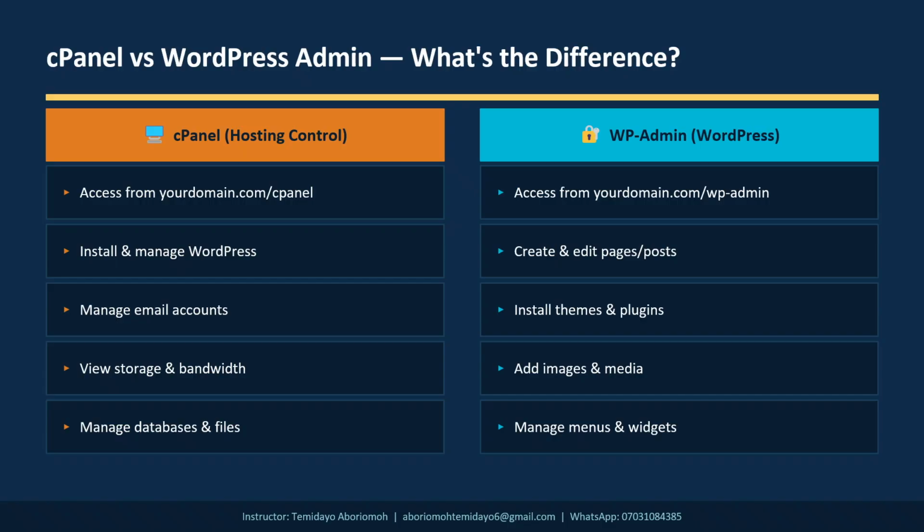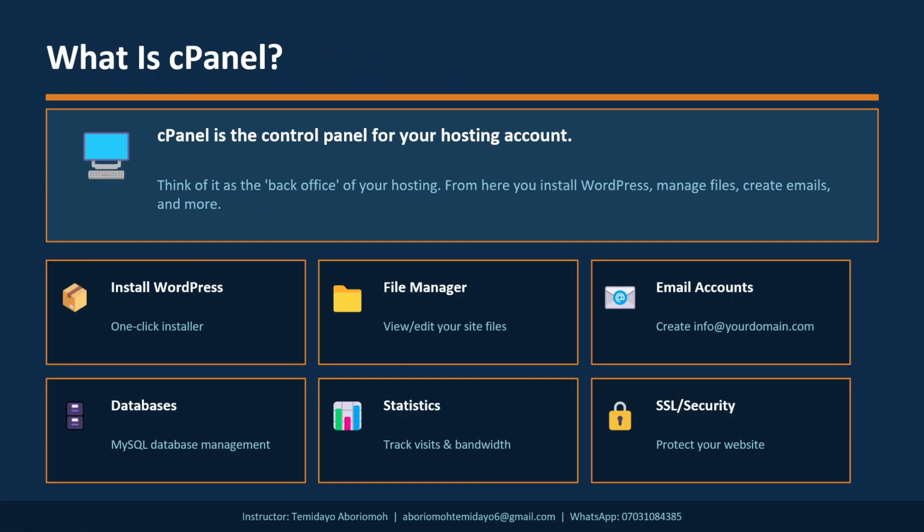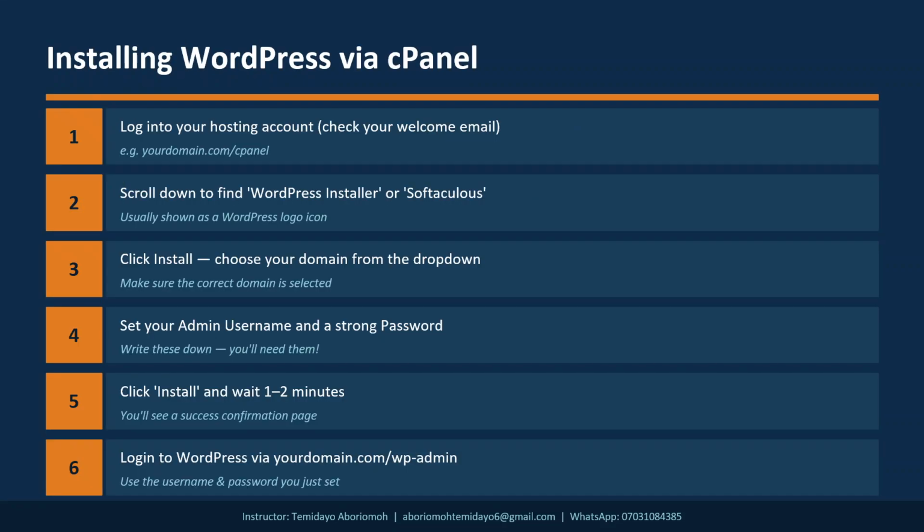In our control panel, what do we do? Our control panel is where our files are being stored. Don't forget, on your control panel, that's where you install WordPress. So how do you do that? Just like now, I've logged into my control panel. You log into your hosting account through your domain name slash control panel. Then you scroll down to find WordPress installer or Softaculous.